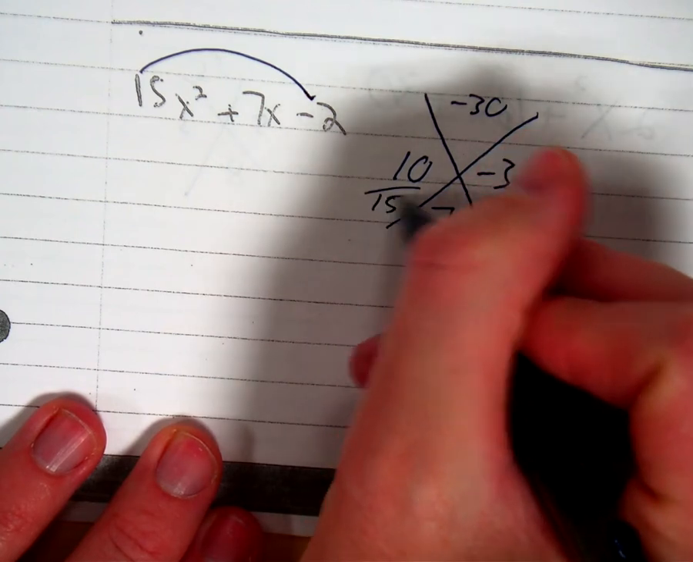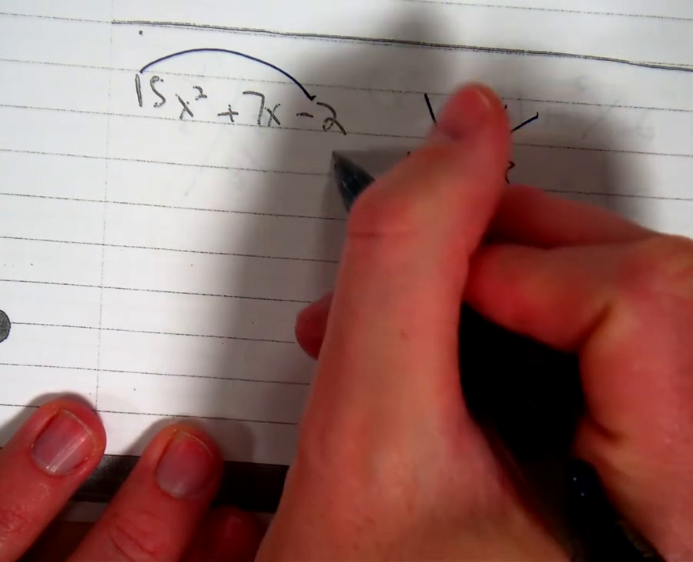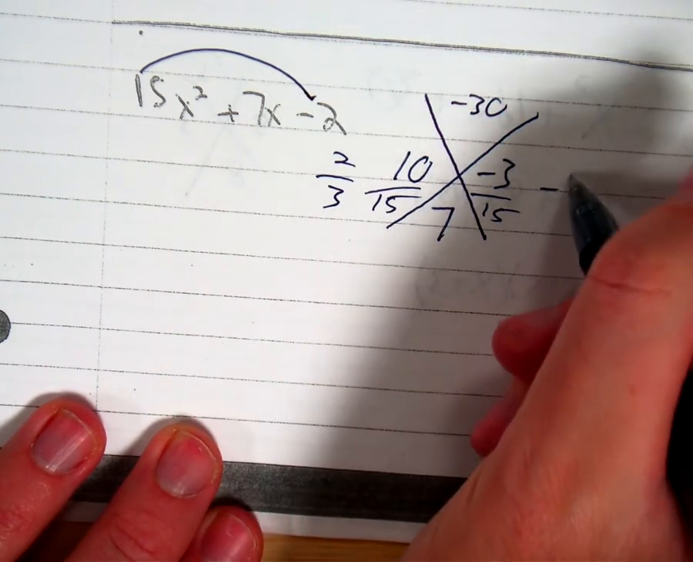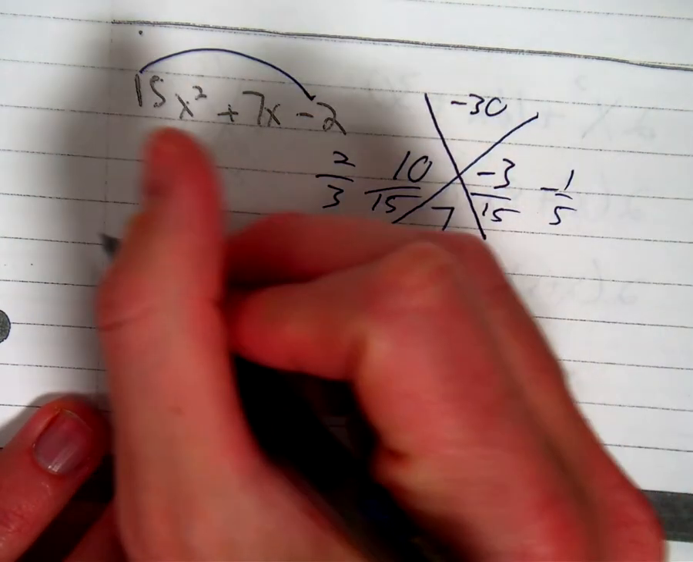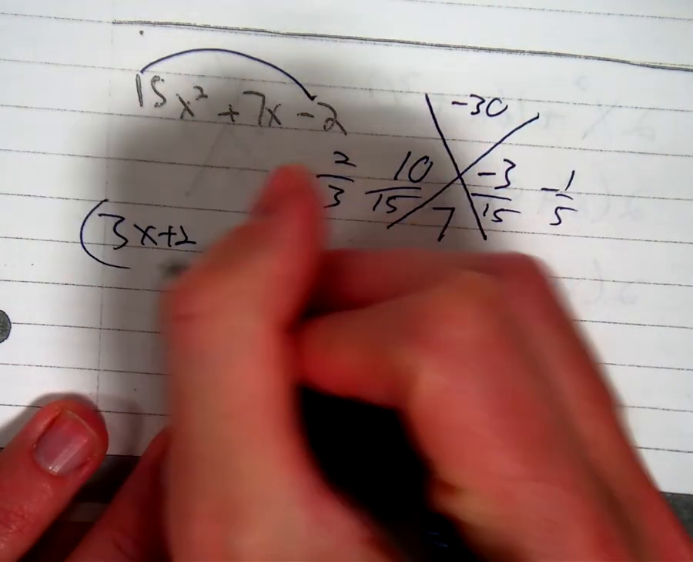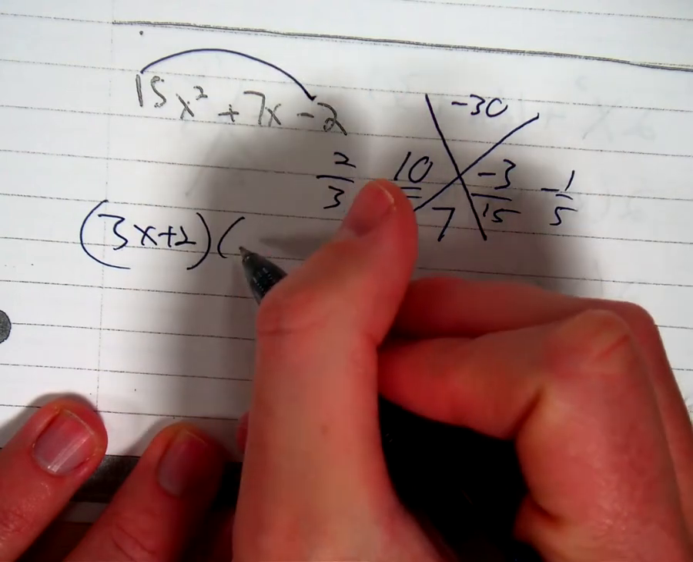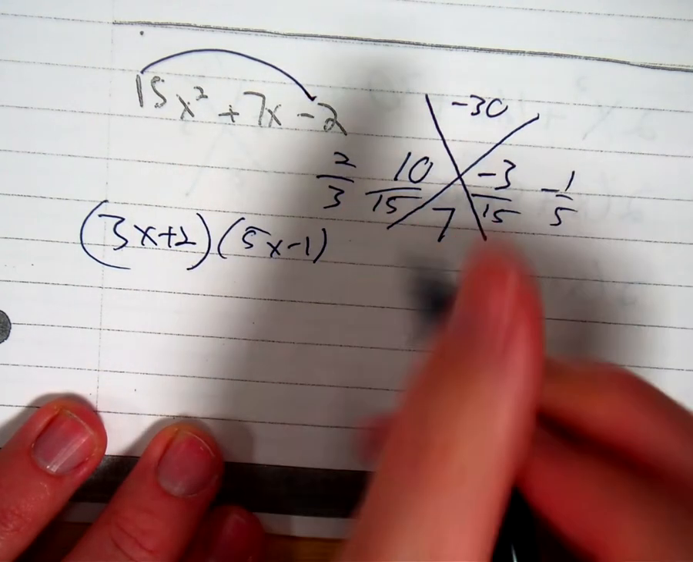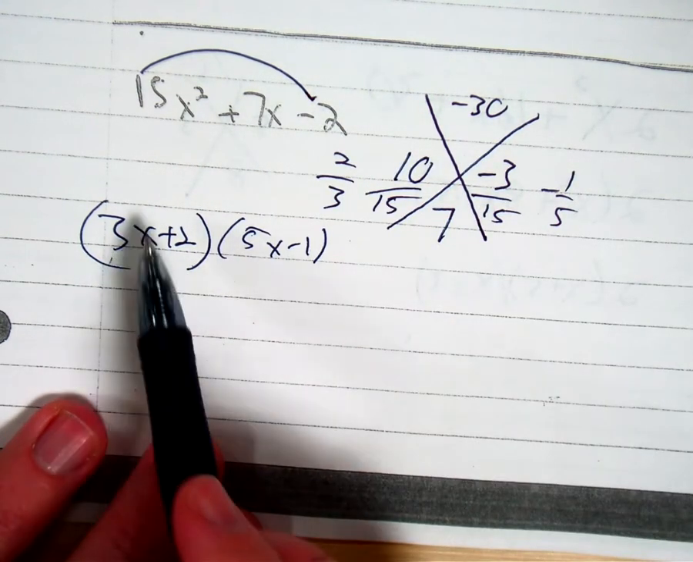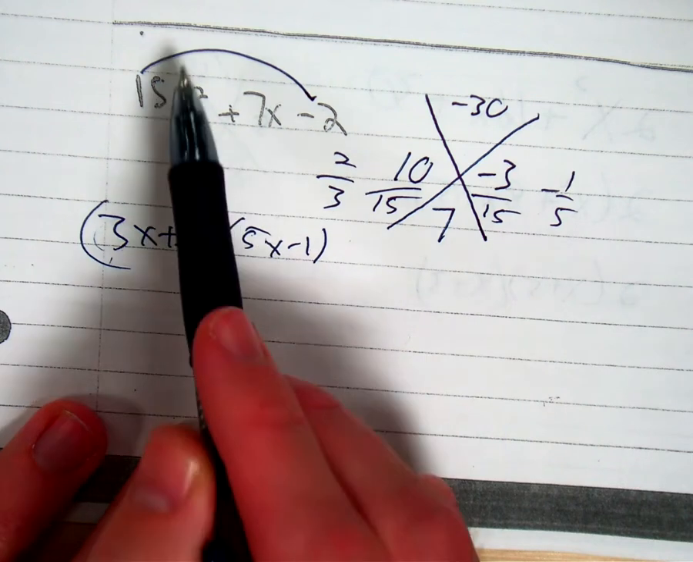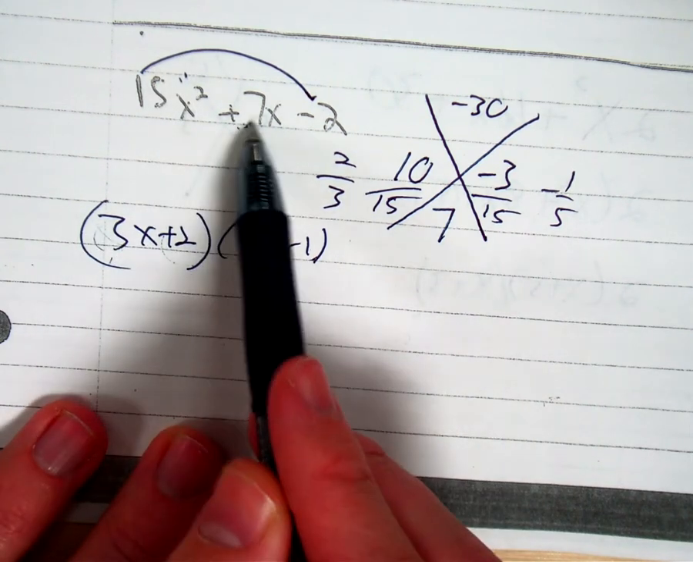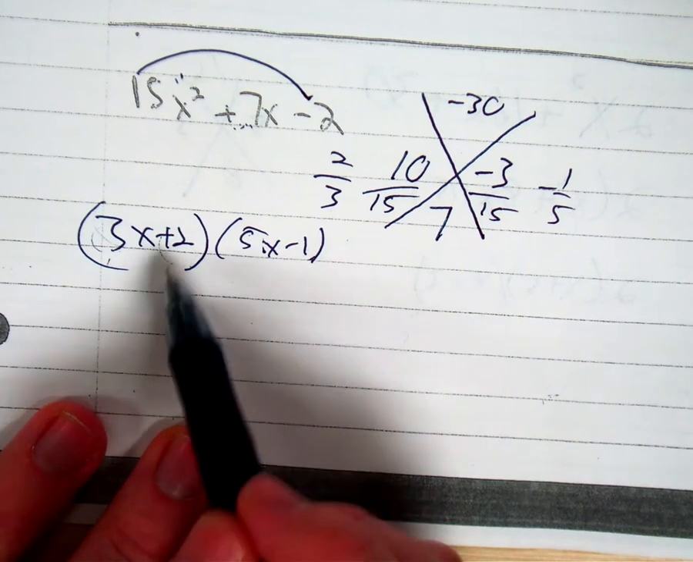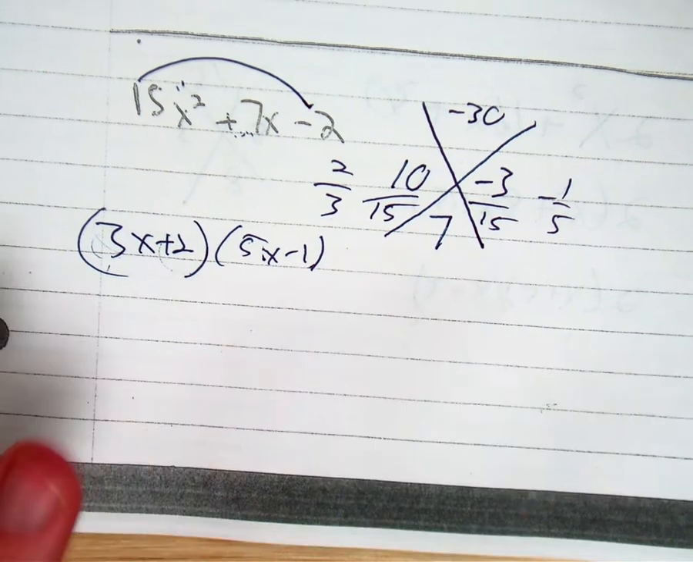Or for time's sake here, I'm going to do the shortcut. This would reduce to 2/3. This is going to reduce to negative 1/5. The denominator bumps up in front. We're going to have a 3x plus 2. And then 5x minus 1. If you'd multiply this out, we'd get 15x squared minus 3x plus 10x. That would give me 7x minus 2. Perfect.